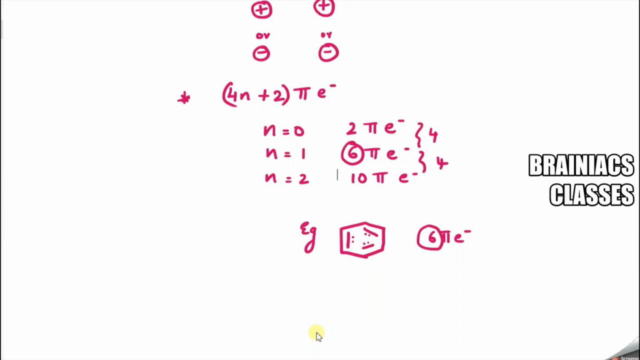Understood? Suppose the example is this one. Count the number of pi electrons. Here 2, here 2. So how many are there? 4 pi electrons are there. Now here check whether 4 is present. No. 2, 6, 10. Next it will be 14, then it will be 18 and so on. There is no number like 4. That means this is not following Huckel's 4n plus 2 pi electron rule. So very simple, check all these 4 criteria. If the 4 criteria are satisfied, then I can say Huckel's rule of aromaticity is followed.